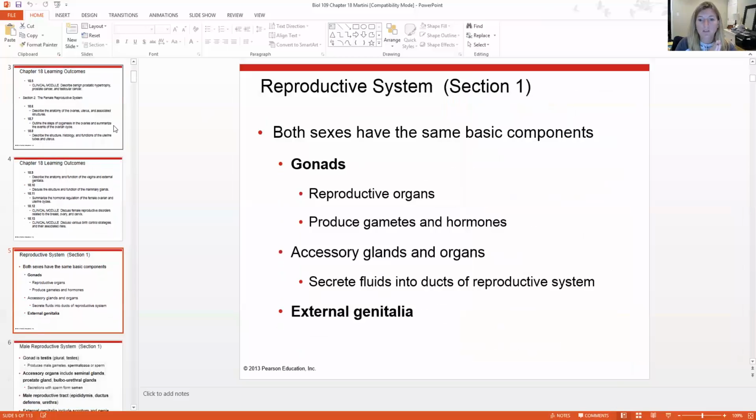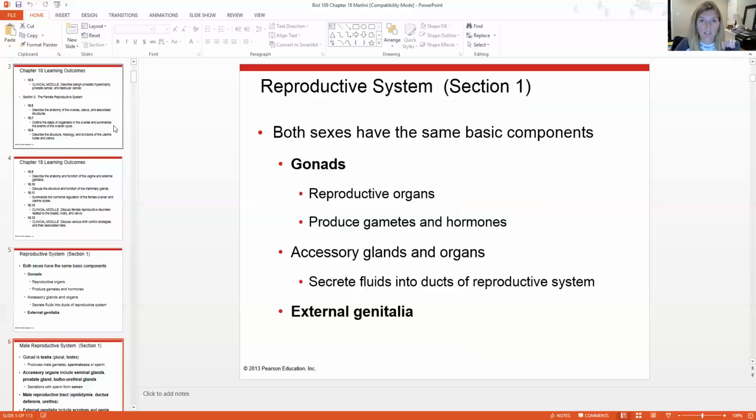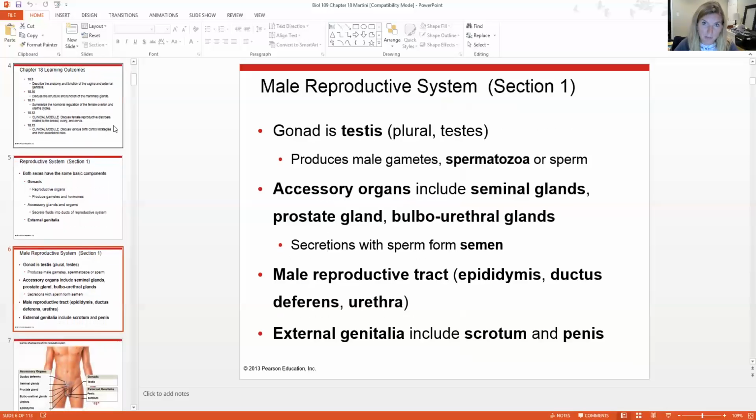The reproductive system overview. Both sexes have the same basic components. You have gonads, which are your reproductive organs. They're producing the gametes. They're producing the hormones. You also have accessory glands and accessory hormones to secrete fluids and support the reproductive structures. And then there's the external genitalia, which you're probably already familiar with at this point, right?